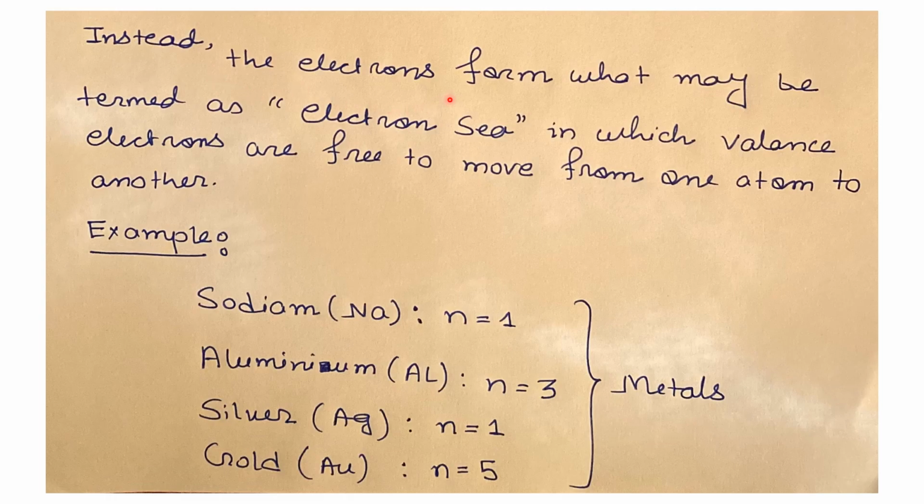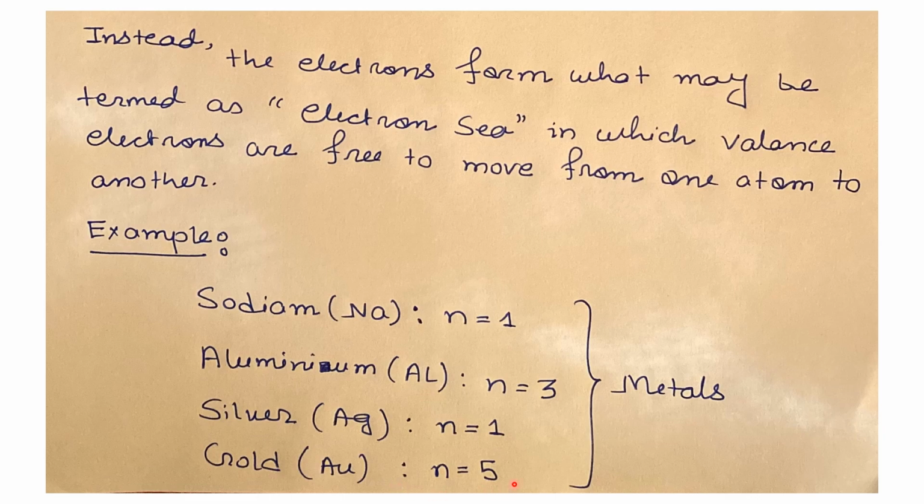Instead, the electrons form what may be termed as an electron sea, in which valence electrons are free to move from one atom to another. Let us consider some examples. Sodium has valence electrons n equals 1, aluminium has n equals 3, silver has n equals 1, and gold has n equals 5.